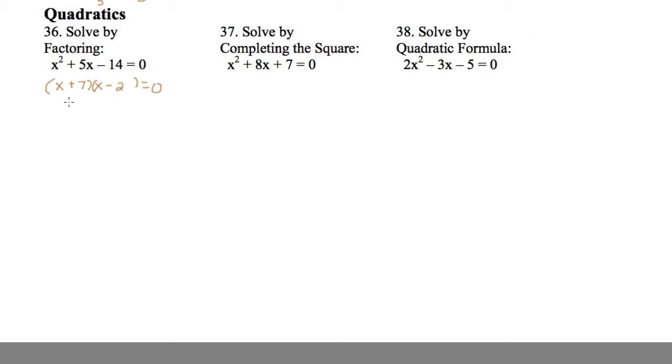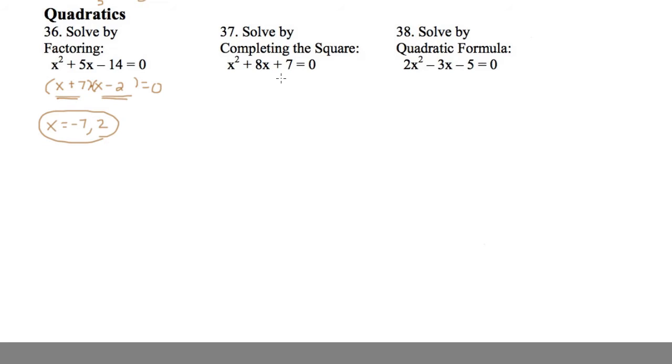Then you use the zero product rule. You know that if you have two things that multiply together to make 0, one of the two pieces has to be 0. So you say, what would x have to be to make this piece be 0? And what would x have to be to make this piece be 0? And there's your two answers.